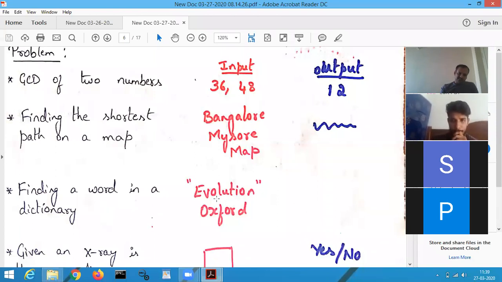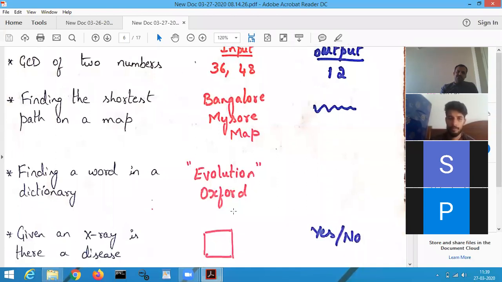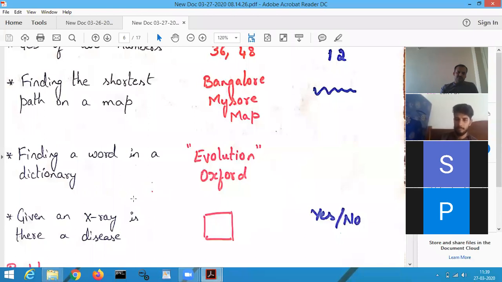Then the dictionary I'm referring to is the Oxford Dictionary. Then what is the expected output? The expected output is the actual output, meaning what you are going to come across after looking inside the dictionary. Let's take one more problem.